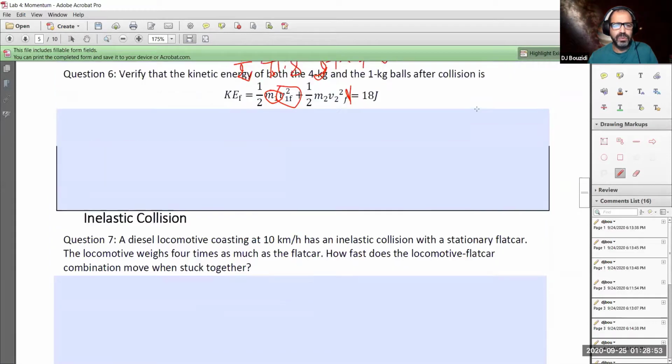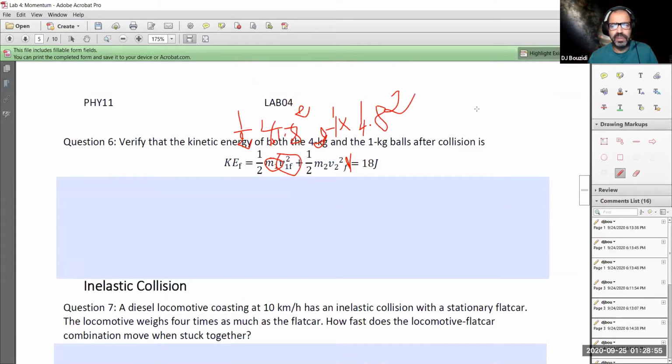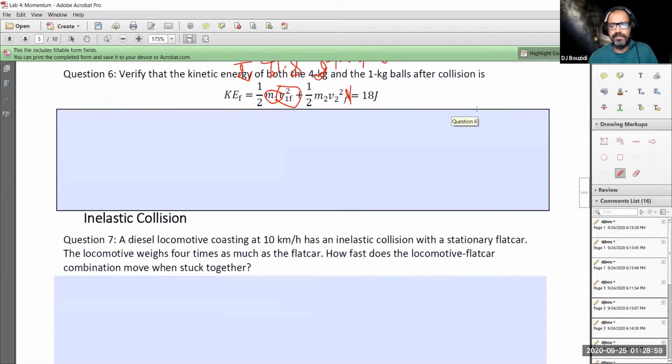Any question about how to go about these questions, 5 and 6 and all of these questions? Yes? Good?